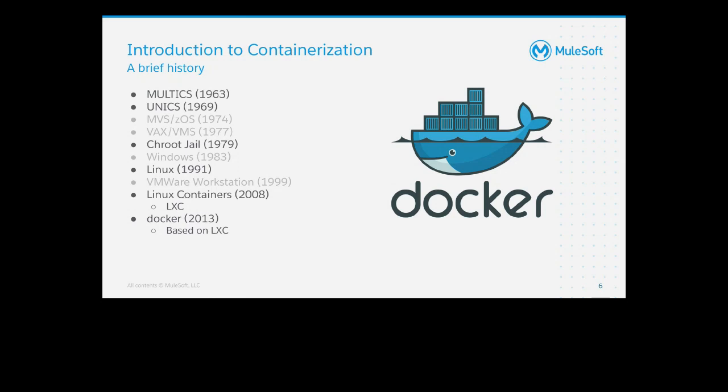In 1991, Linus Torvalds created Linux, and it took until 1999 for VMware to launch their first workstation. The current versions of containerization are all sort of based on Linux containers, or LXC, that was launched in 2008. And Docker was basically created 5 years after that, and it's very much based on LXC, on Linux containers.